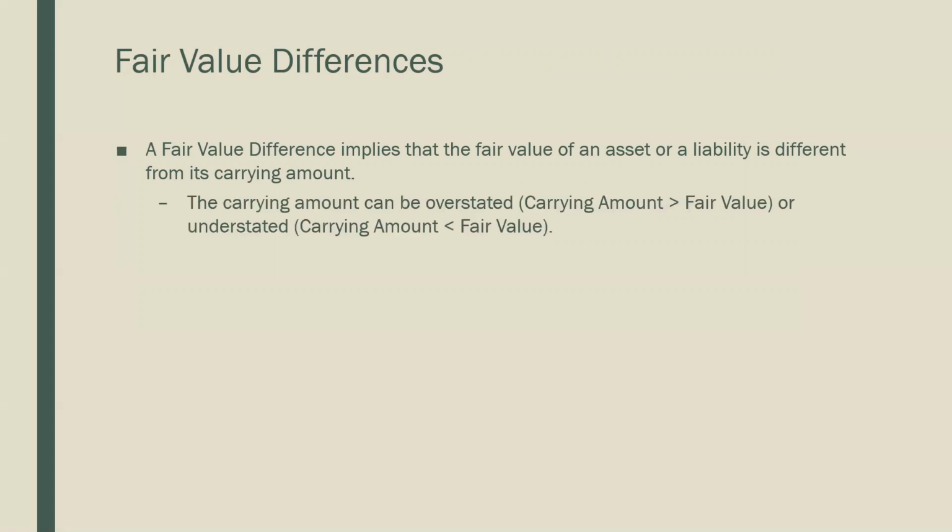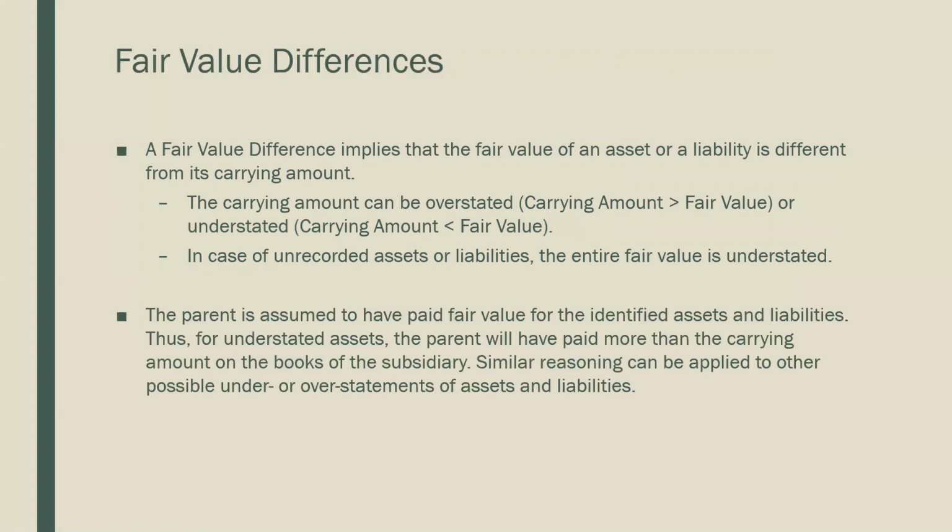The carrying amount can be overstated or understated. In case of unrecorded assets or liabilities, because there will be no book value, the entire fair value is understated. Now, the parent company is assumed to have paid fair value for the identified assets and liabilities. So if the assets are understated, the parent will have paid more than the carrying amount on the books of the subsidiary. And we can apply similar reasoning to other possible scenarios involving assets and liabilities.